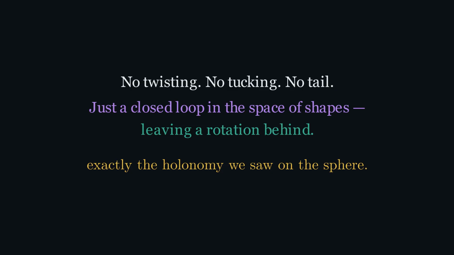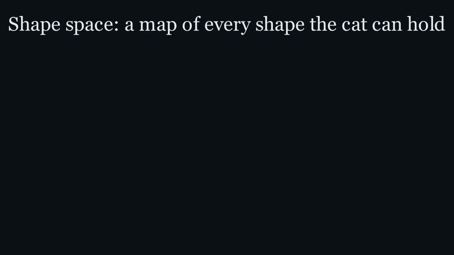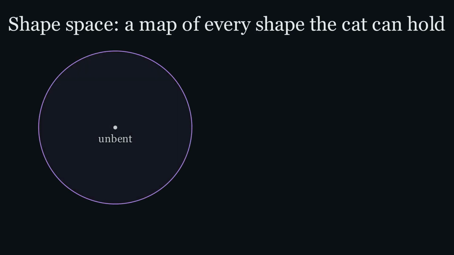So let us look at last at that space of shapes directly. Every shape the cat can hold is a single point on this map, called shape space. The center is the cat unbent. Move outward, and the spine bends further. Swing around, and the bend points a new way. One point, one shape. The writing maneuver is a loop on this map.